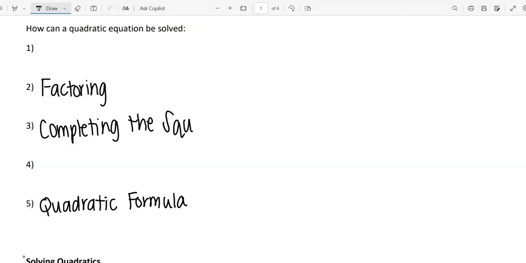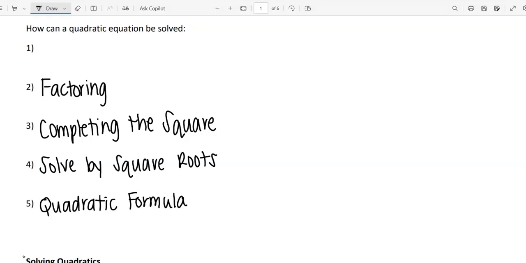Completing the square, you get it into vertex form and then solve by square roots. That's actually number 4 as well. You don't always have to complete the square to solve by square roots. Sometimes it's already in vertex form and you can solve by square roots. Sometimes that's called extracting the square. Same thing. Solve by square roots. And what's number 1? Graphing.